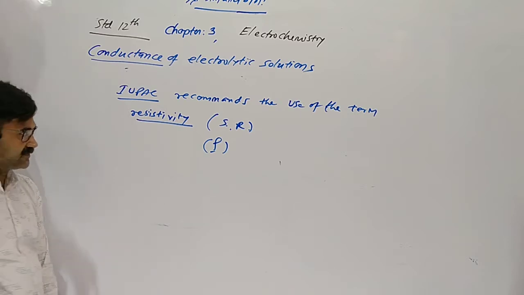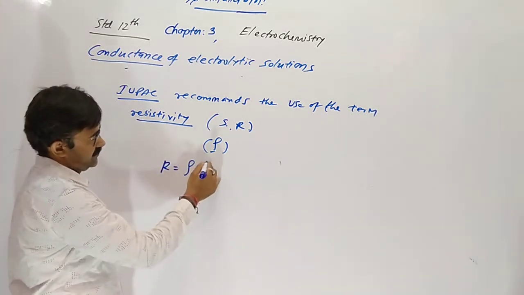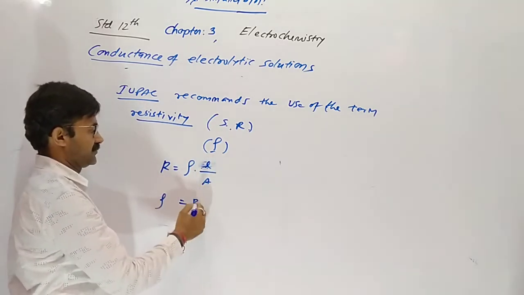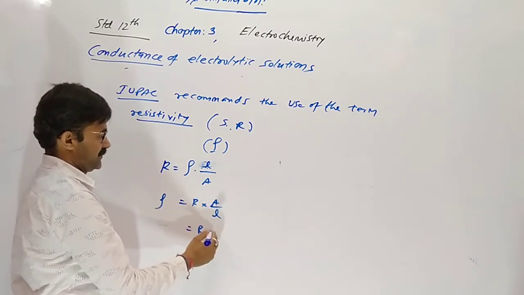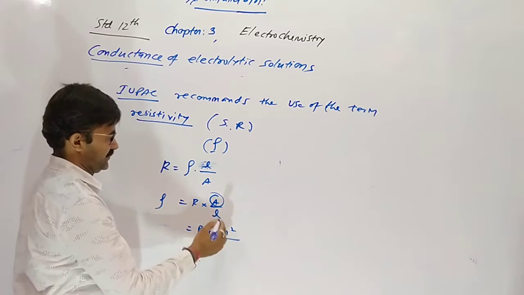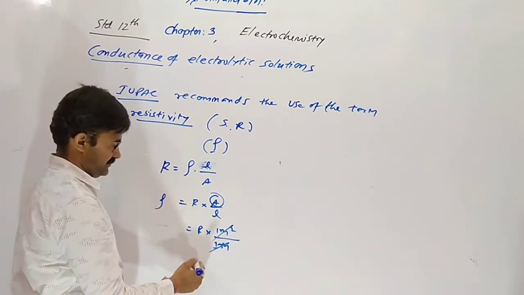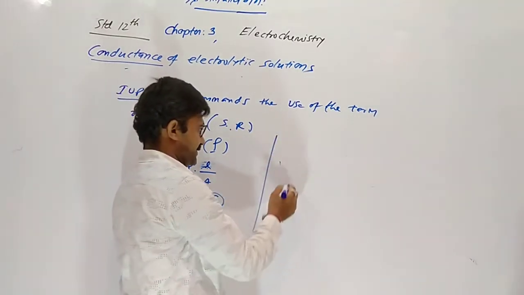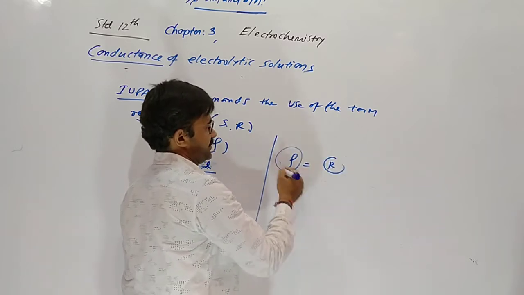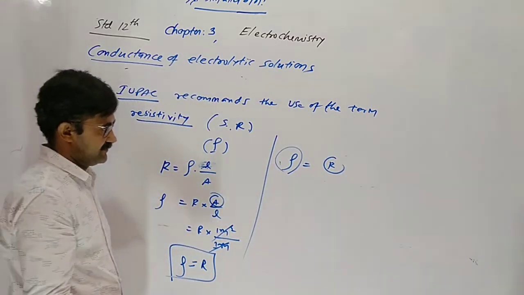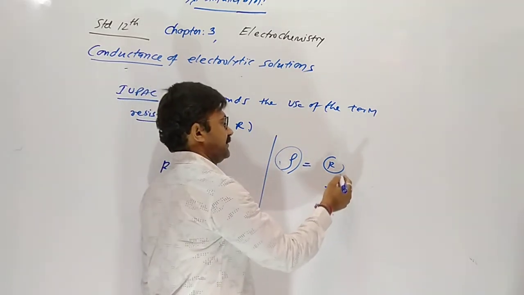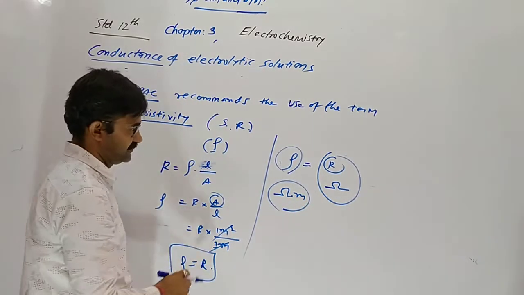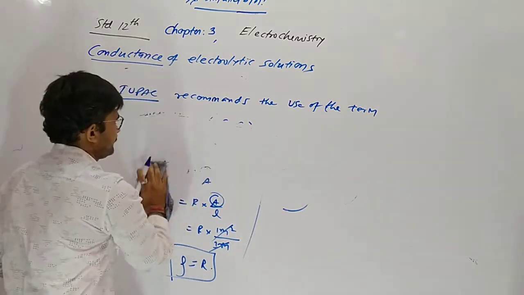Why? Actually R is equal to rho into L upon A, so rho is equal to R into A upon L. Whenever the area is 1 meter square and length is 1 meter, rho is equal to R. But how can we say whether our value is resistance or resistivity? On the basis of its unit: this one is ohm, this one is ohm into meter. Clear?